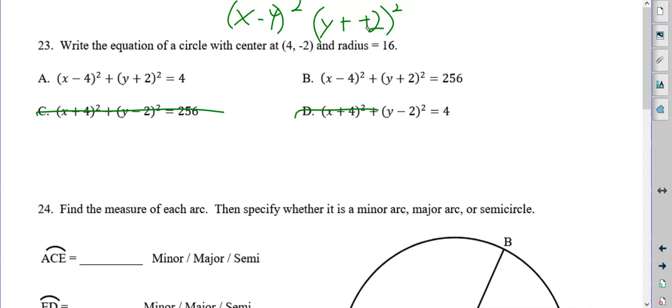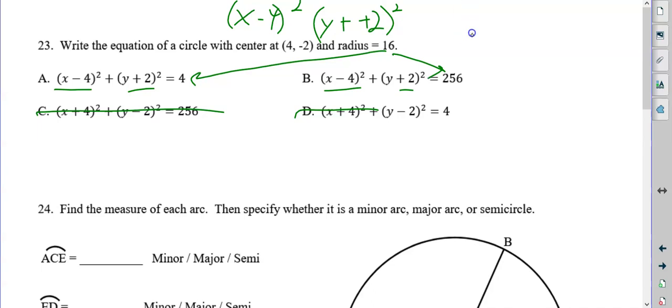So actually, these are both right. So what's the answer here? Now here's the tricky part. This is the square root of 4, and this is 16 squared. So this is where you have to know your stuff. Okay?